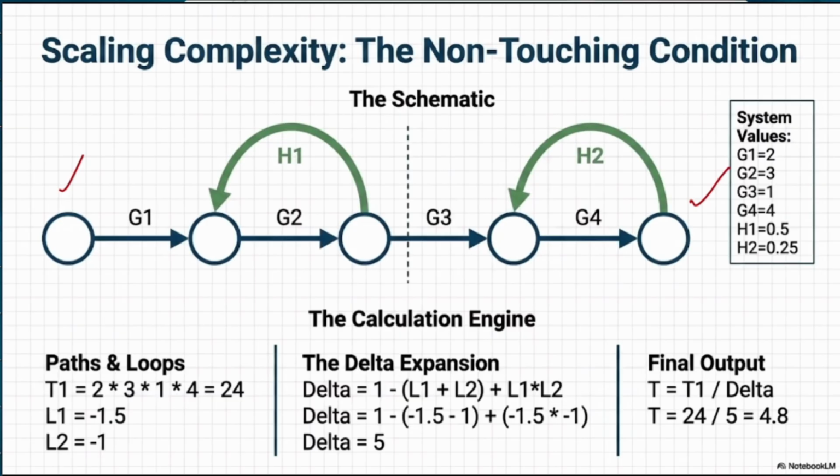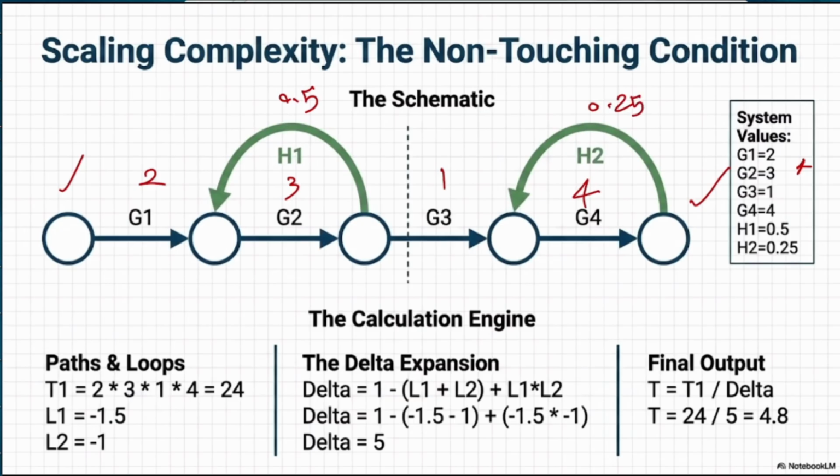So I have the system, and the values are like this. Again, I didn't want to make it complicated, so I only used numbers. G1 is 2. You can find it over here, but I'm writing it down for our ease. G2 is 3, G3 is 1, G4 is 4. Then H1 is 0.5. Don't forget that while using this number in your calculation, you have to consider the negative sign. And H2 is 0.25.